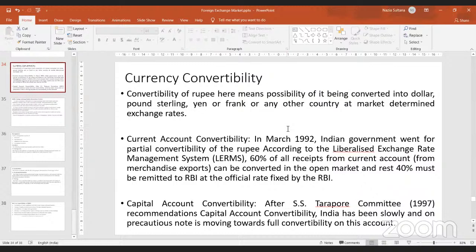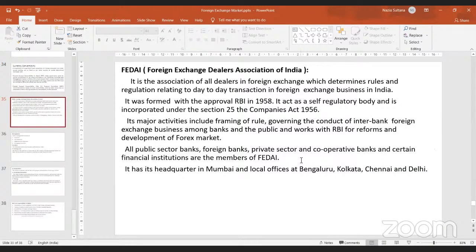This is only on your current account. But in case you have a capital account, which also includes anything other than merchandise, any other transaction, that is your invisible trade services also, then in that particular case, from 1997 onwards, following the recommendations of the Tarapore committee, they said that capital account convertibility also should be given. So very cautiously, now India is moving towards capital account convertibility also. But for current account convertibility, we use the 60:40 ratio.